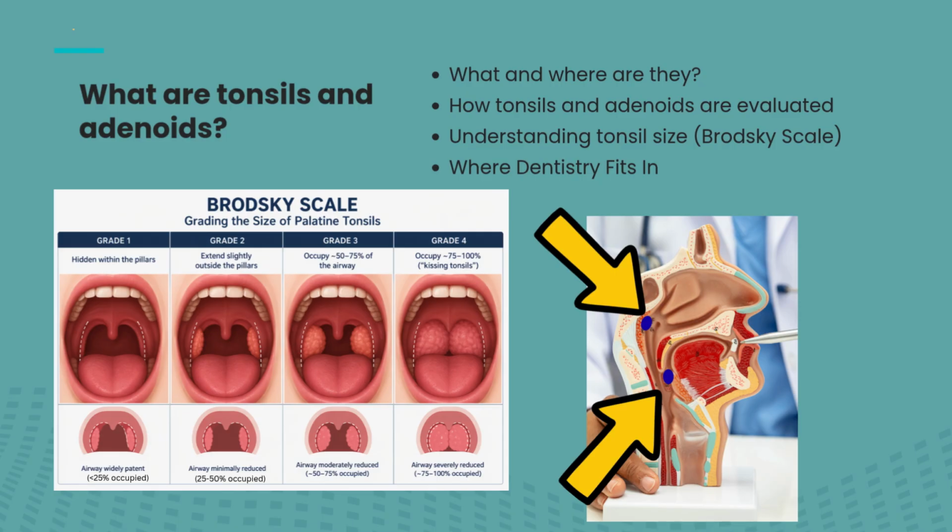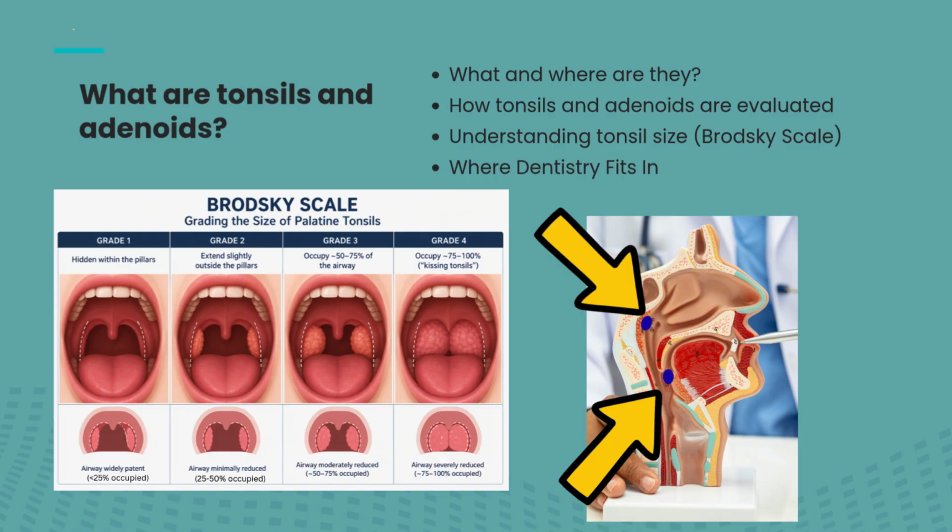When it comes to grading the severity of these tissues, I'm going to run through the Brodsky scale for looking at the tonsils. Grade 1 is where the tonsils are just living in the area where they belong. They're not necessarily enlarged. They're confined to the anatomical space where they're supposed to be living. And then grade 2, we have where they're extending slightly beyond the area where they live. It's called the pillars, that area.